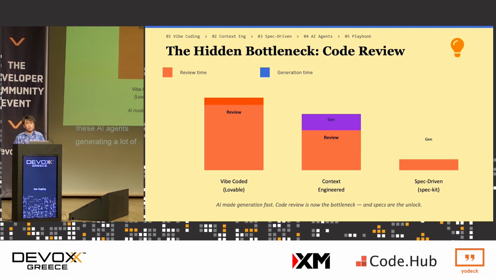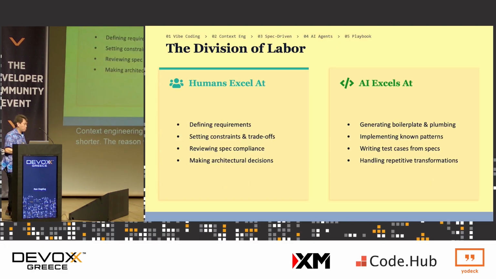So for vibe coding, code review is a little bit more painful. Context engineering, a little bit better. But for spec-driven development, it's becoming shorter. The reason why is because we write a spec.